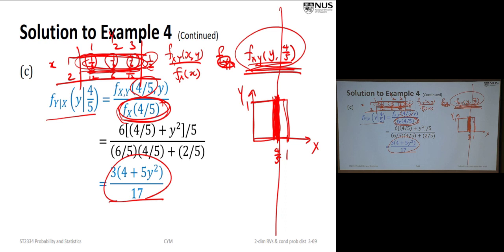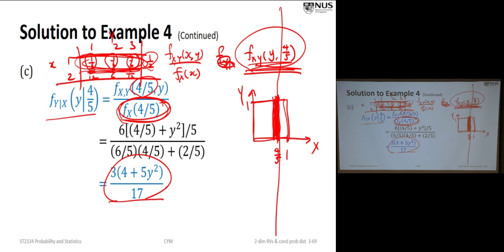Okay, so given x equal to 0.8, our conditional distribution should not have any x anymore because x is already fixed at 0.8. So you don't see any x there.